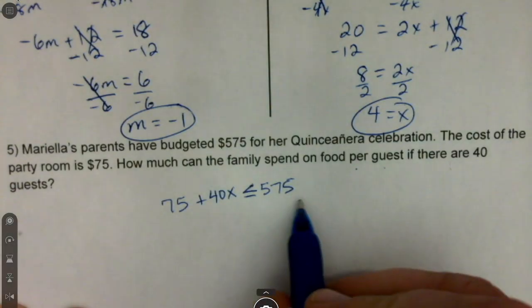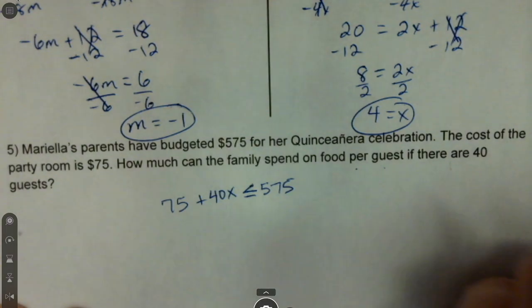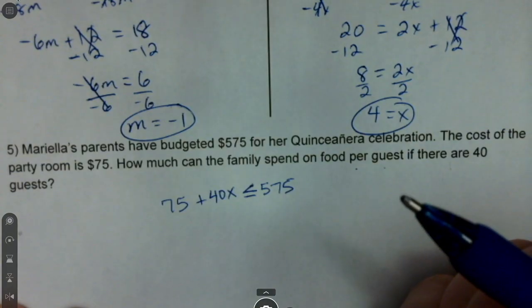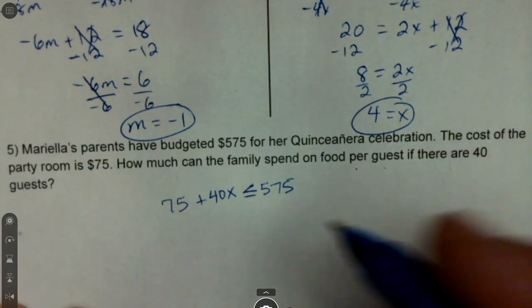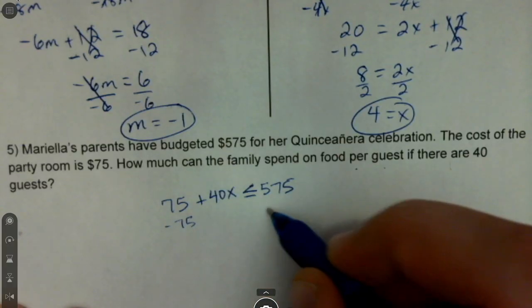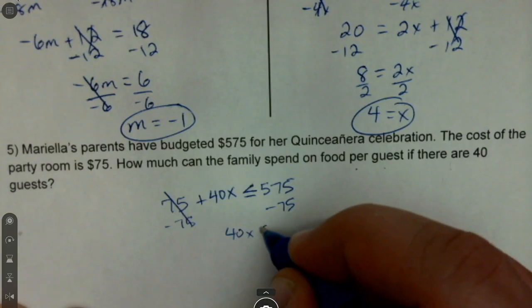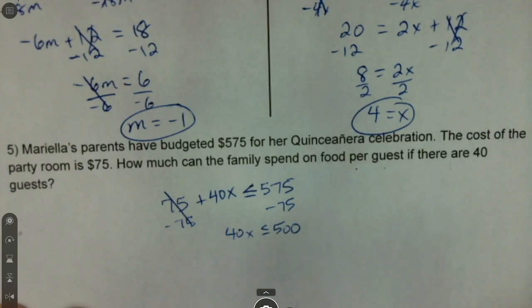So now that we've got the equation written, we can follow the steps. Big fraction? Nope. Distribute? Nope. Variables on both sides? Nope. So we need to move the constant away from the term of the variable. So we'll subtract 75 from both sides. That gives us 40x is less than or equal to 500.